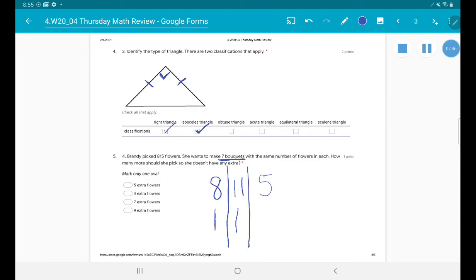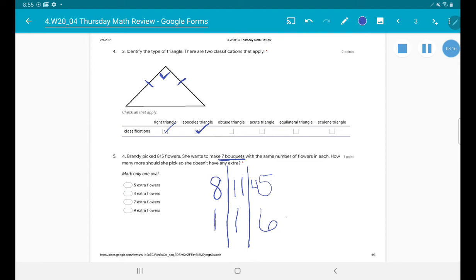So I'm going to put that 4 over with the 5 ones. Now I have 45 things to put into 7 equal groups. I know 7 times 7 is 49, but do I have 49? No, so I have to go back down to 7 times 6, and that is 42.